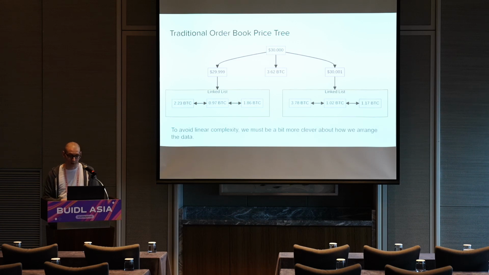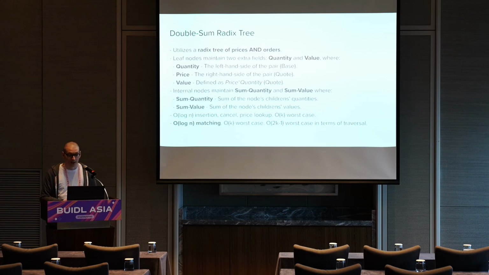To avoid linear complexity, we need to be a little bit more clever about how we arrange this data. We can't do it like this. So in Warp, we use something called a double sum radix tree. It's basically a sum tree, but we store two sums on each node. It utilizes a radix tree of price and orders, and leaf nodes maintain two extra fields, quantity and value.